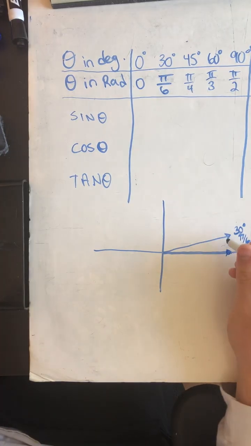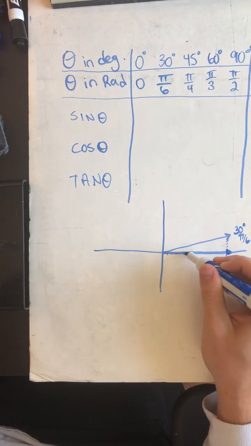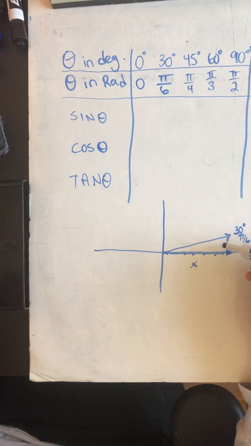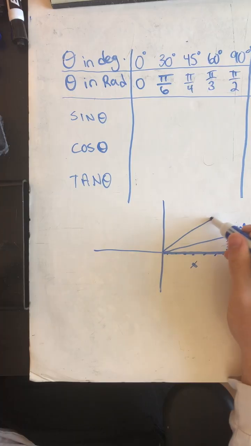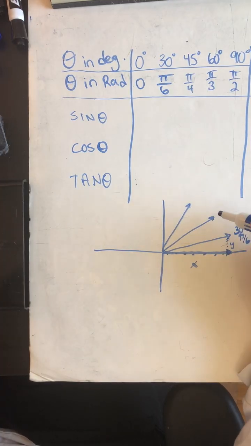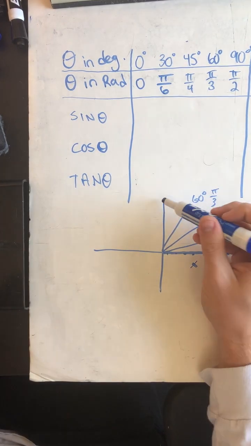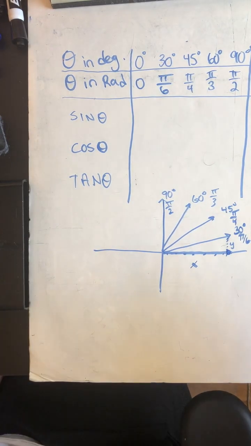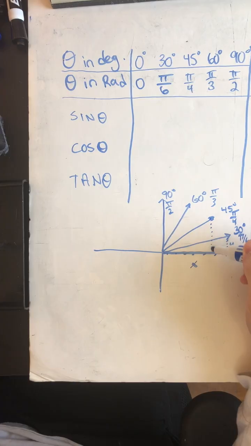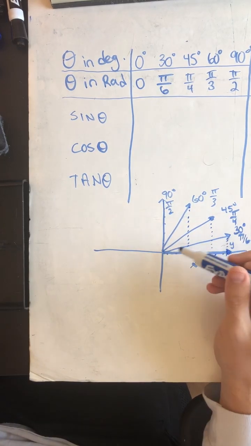If I look at my x and y value, you may notice that x is fairly larger than y. Then as I make my way up the graph, this one gets me at 45 degrees or pi over 4. This one gets me to 60 degrees or pi over 3. And then we finish off at 90 degrees or pi over 2. As we make our way around the circle, and this is all related to the unit circle, you'll notice that y continually gets bigger, whereas x continually gets smaller.